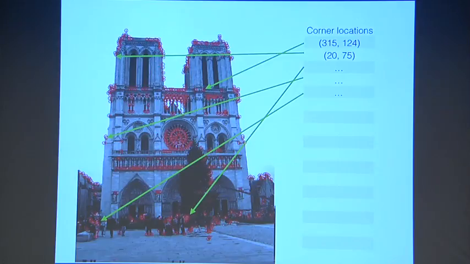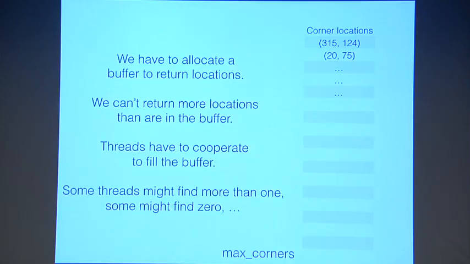But how would we do this? Well, we have to allocate a buffer to store these, to return the locations or store them on the GPU. And we have some limits, right? We can't do more than however much we allocate. We're on GPUs, so the CPU handles the memory management and says, okay, detect up to 1,000 corners, allocate some space for that. And we're also in this multi-threaded domain where we have thousands of threads, or a thread per pixel, operating, and they have to cooperate to fill that buffer, right?